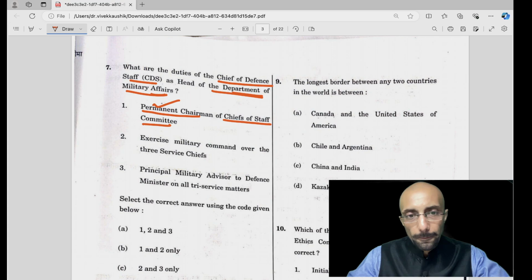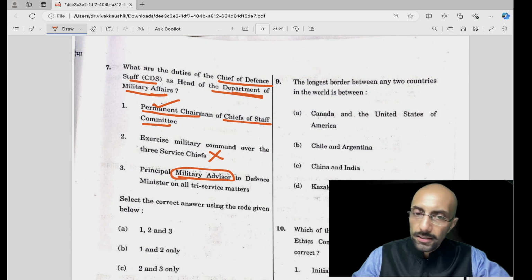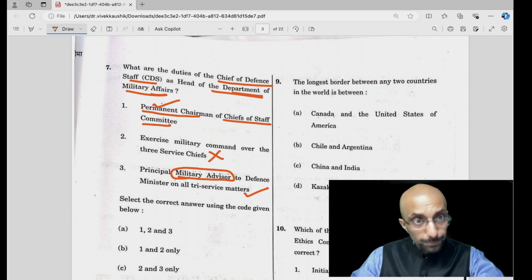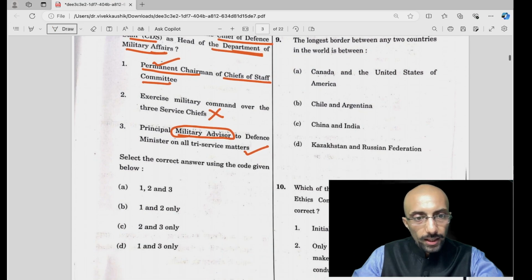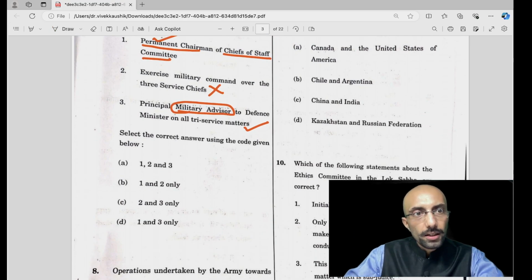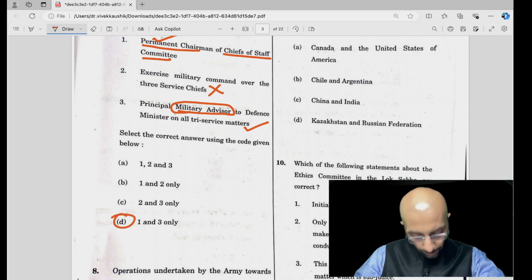Second point, exercises military command over the 3 service chiefs? No. This statement is wrong. Third, principal military advisor to the defense minister on all defense matters? Yes, this is correct. So question number 7, the answer will be D. Let me move the page. The answer will be option D, right? Next we come to question number 10.